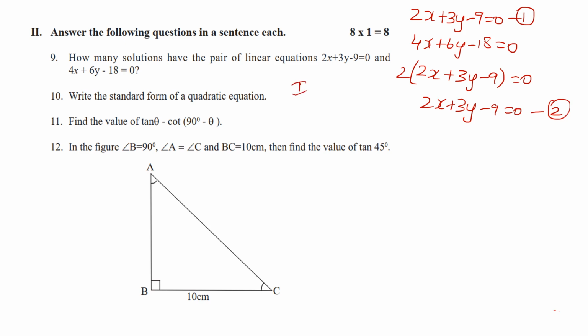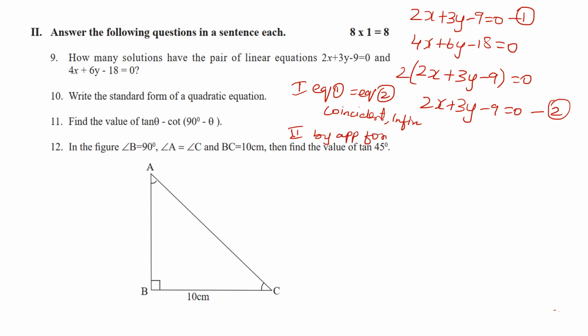So first method, if you see equation 1 and 2, they both are equal. If equation 1 is equal to equation 2, then it belongs to coincident line. If it belongs to coincident line, how many solution it has? Infinite solution.